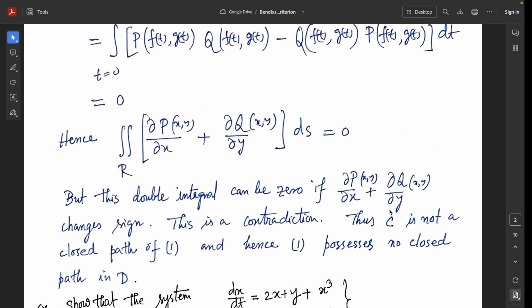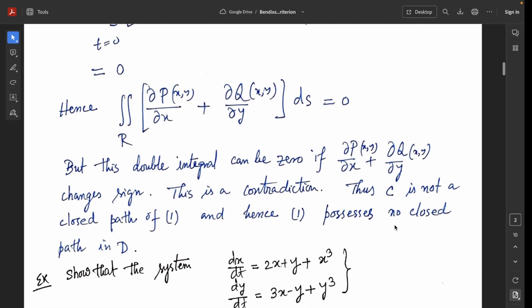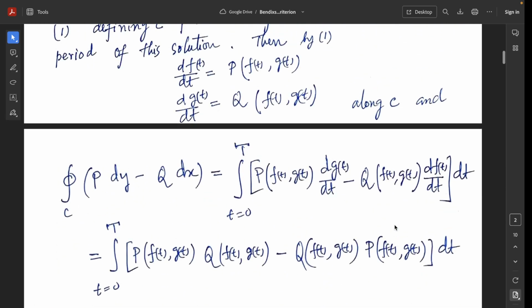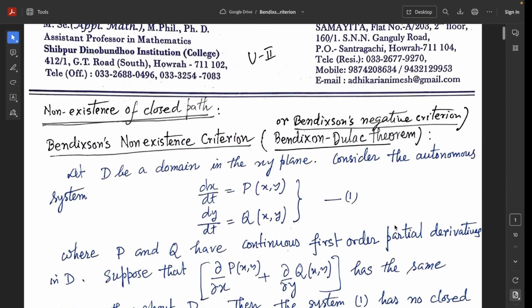So trajectory C is not a closed path of the system 1. Hence, the system 1 possesses no closed path in the domain D. This completes the Bendixson negative criterion, that is Bendixson's non-existence criterion, that is Bendixson-Dulac theorem.